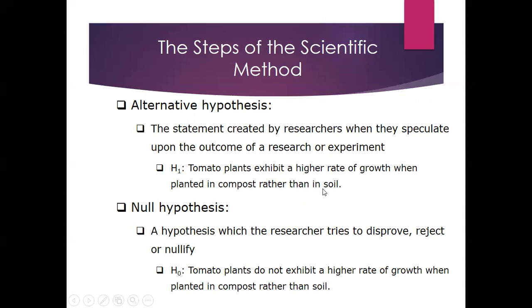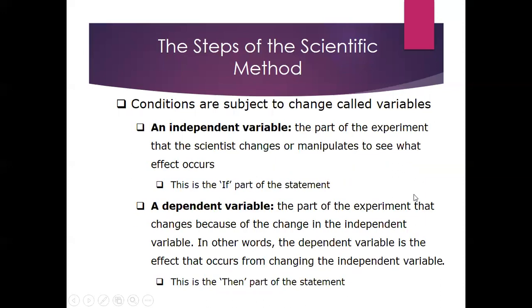So there are two variables of interest here. Do you use soil or do you use compost? And then the other variable that you'd be measuring would be the rate of growth of the tomato plant. The dependent variable is the part of the experiment that changes because of the change in the independent variable. In other words, the dependent variable is the effect that occurs from the changing independent variable, and this is your then part of the statement.